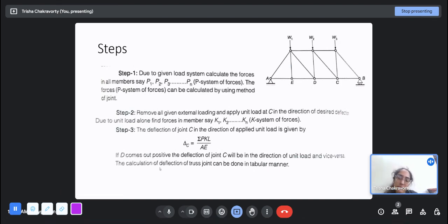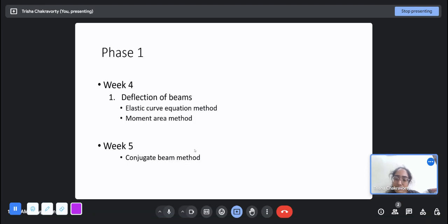These are the steps we use to calculate the displacement of any one joint, like delta c, of the truss. We won't go into the details because a lot of problems have been solved on these. These are the basic steps.